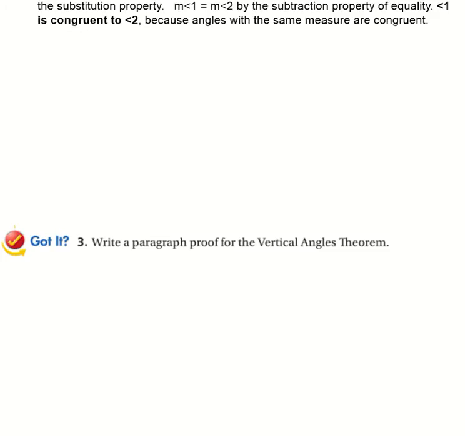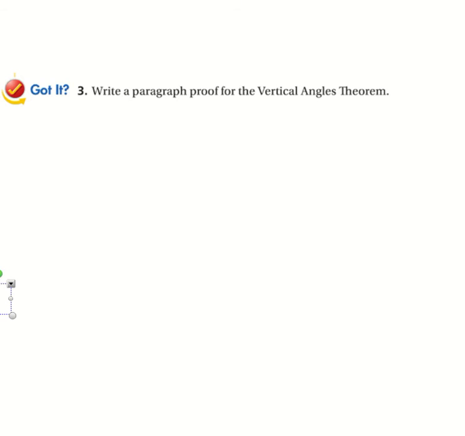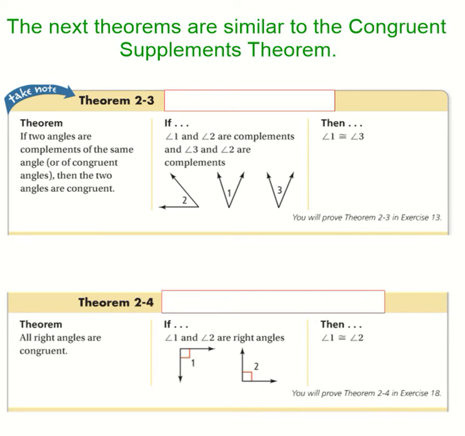We're going to skip this. You guys are going to do enough of this in your homework. You're not going to write a paragraph proof for the vertical angles theorem. So here are just some more theorems that are similar to the congruent supplements theorem. Here we have the congruent complements theorem, the same type of idea but with complements. If two angles are complements of the same angle, or of congruent angles, then the two angles are congruent. So angle 1 and angle 2 are complements, angle 3 and angle 2 are complements, so angle 1 and angle 3 are congruent.